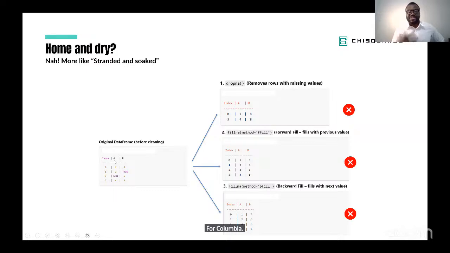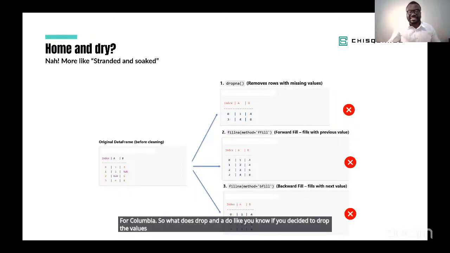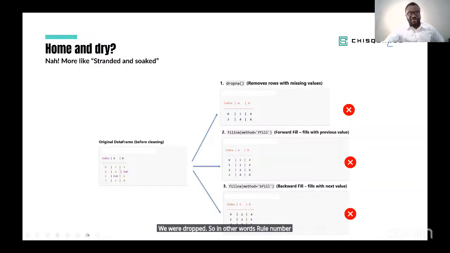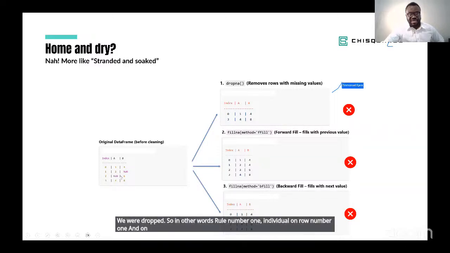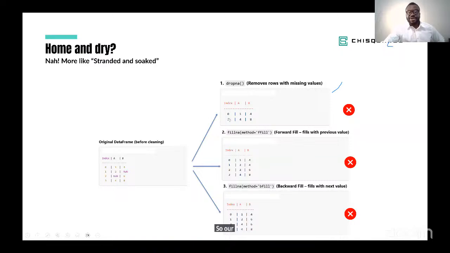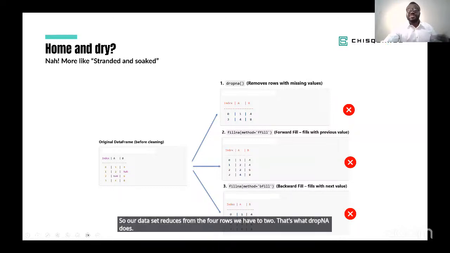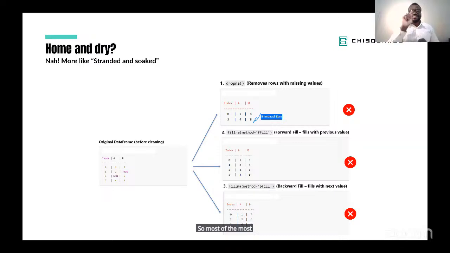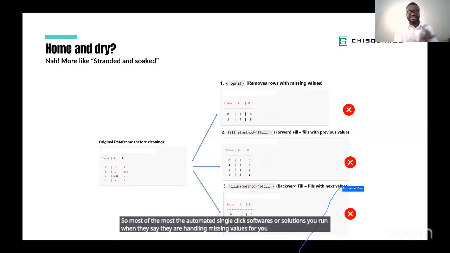So what does drop NA do? If you decide to drop the values, what does that mean exactly? It means that individuals with missing values, which is this scenario here, will be dropped. So in other words, the individuals on row number 1 and row number 2 are dropped. So our data set reduces from the 4 rows we have to 2. That's what drop NA does. So most of the automated single-click software or solutions you run, when they say they're handling missing values for you, that's what they're doing. They're just dropping them and they tell you, oh, you're all fine now. You're home and dry. No, you're not home and dry at all. And we're going to discuss why you're not home and dry.